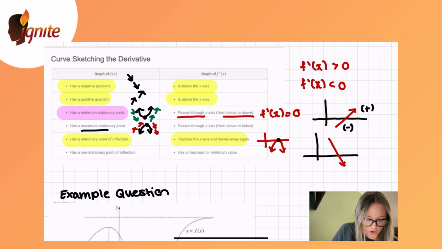If it has a non-stationary point of inflection, so just a regular point of inflection, where f''(x) is equal to 0 but f'(x) isn't necessarily equal to 0, we say that it has a maximum or a minimum value. So this here is our turning points.